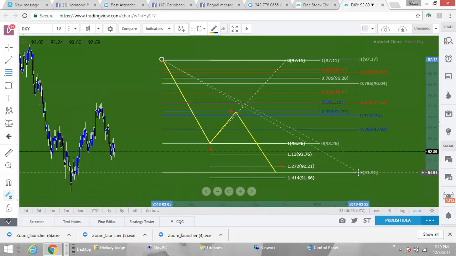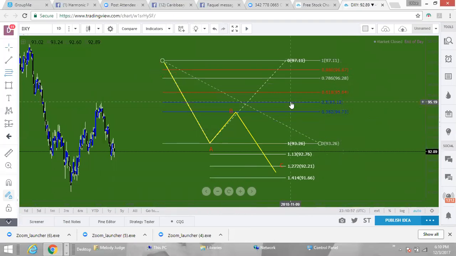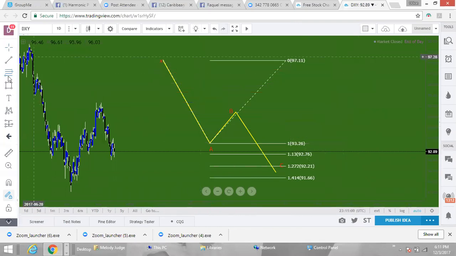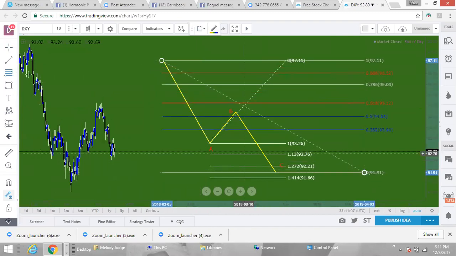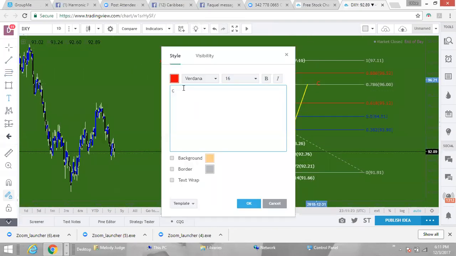Now, to complete D, in order to complete our D leg, we need the market to roll over and come all the way back up to the 786. This will complete our D leg, and we also will be looking to get into the market at this point. We'll go over entries later.